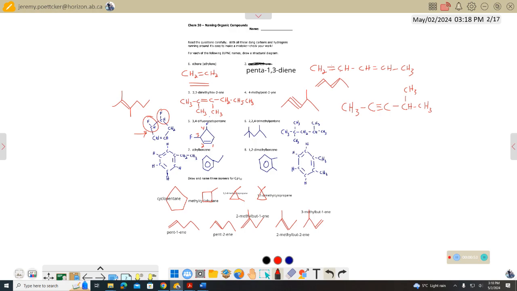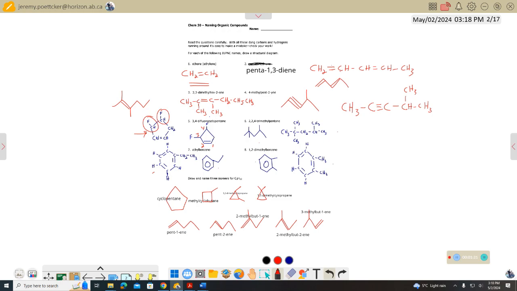All right, number 6, 2,2,4-trimethylpentane. Line structural formula there. Regular structural formula over here, condensed structural formula over here. Ethylbenzene, again, line structural formula, condensed structural formula there. 1,2-dimethylbenzene, line structural and condensed structural.